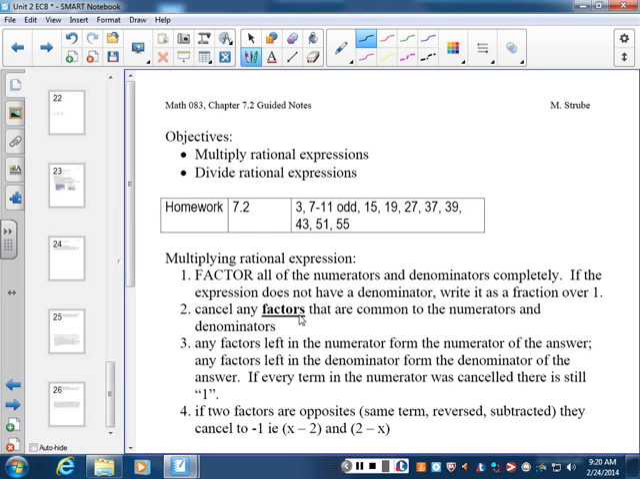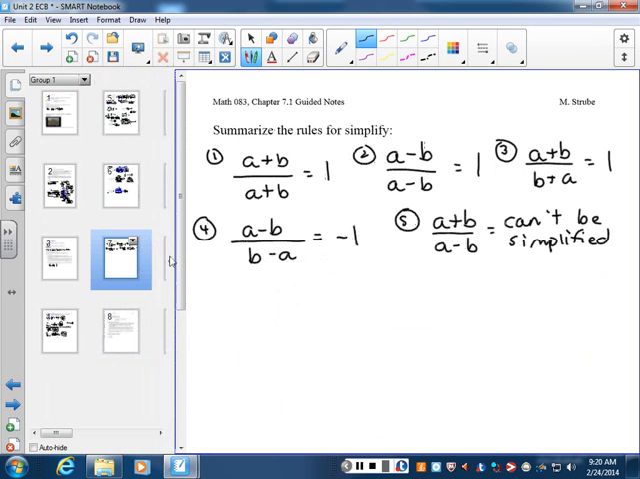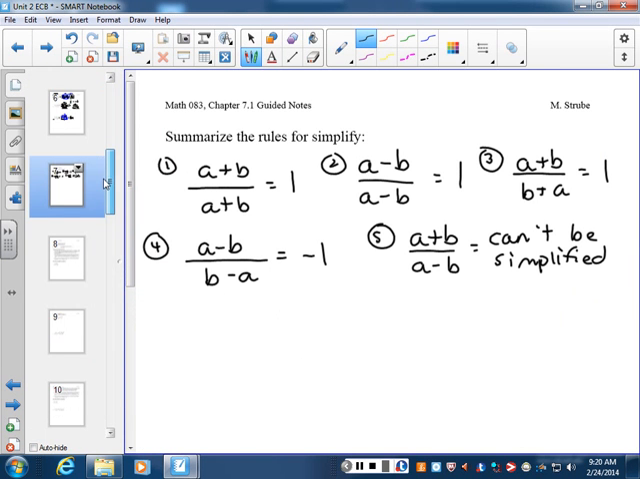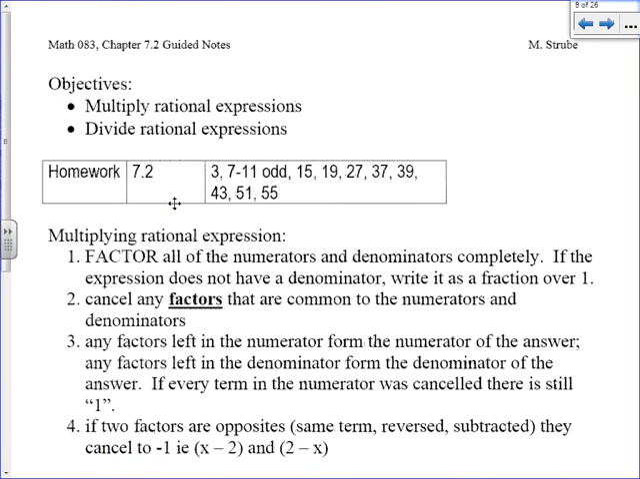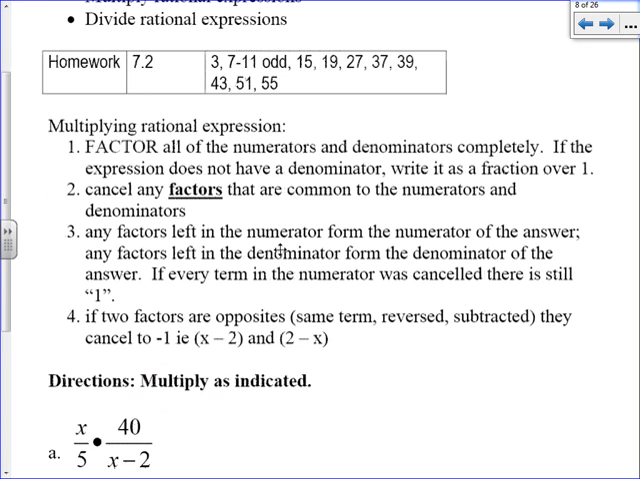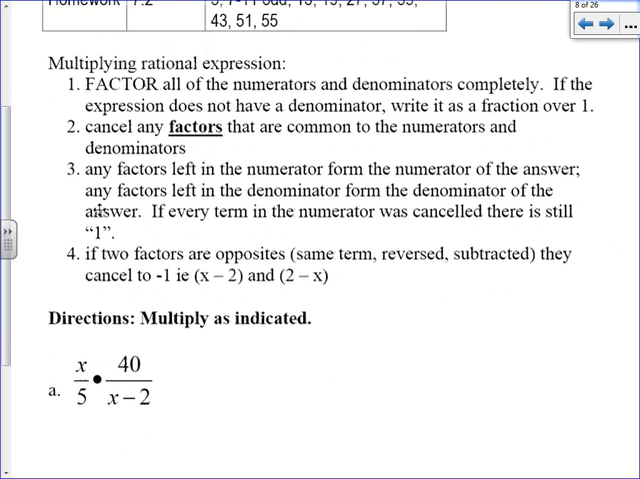So multiplying fractions, here are steps. You want to start by factoring all of the numerators and denominators completely. If it doesn't have a fraction, you can always write it over 1. And then we're going to cancel out any common factors. And after that, it's just like the simplify. You still have your possibility for opposites. If you run out of numerator factors, you leave a 1 unless you cancel opposites, and then you can leave a -1.